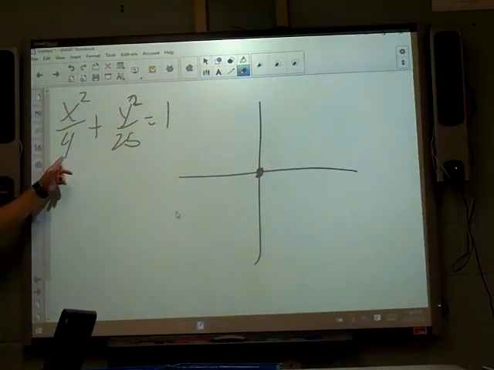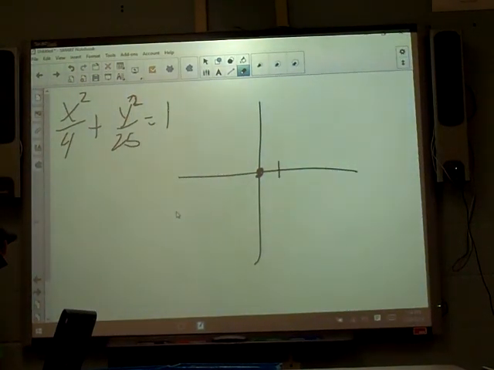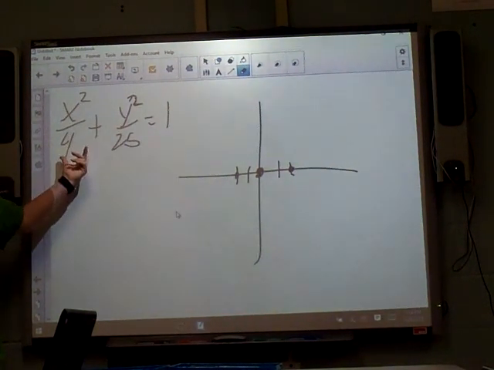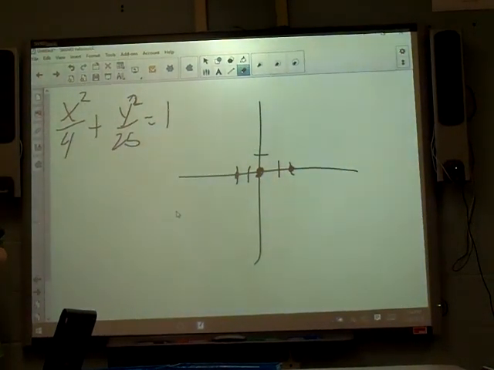So all I have to do now is plot these intercepts. What's my x-intercept going to be? 2. Very good. 2, 0, and negative 2, 0. Bam, bam. Good, Chase. What about my y-intercept? 5. He's just taking the square roots, right? So 0, 5, and 0, negative 5.